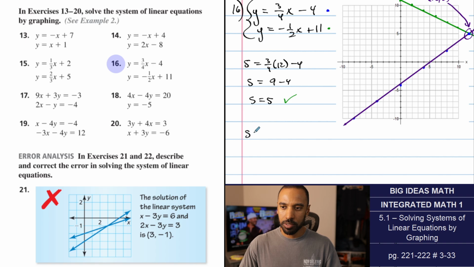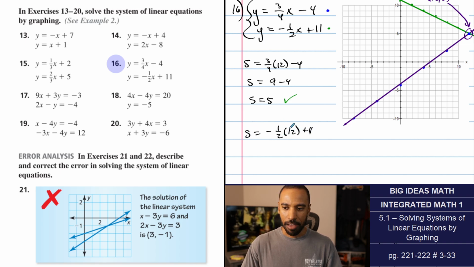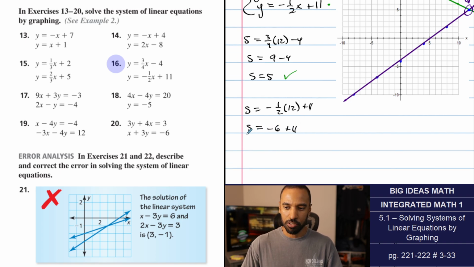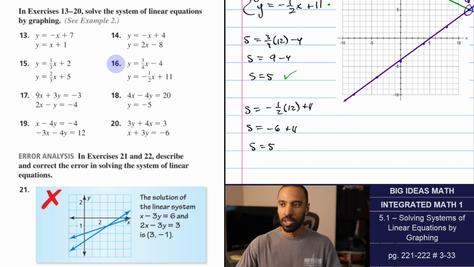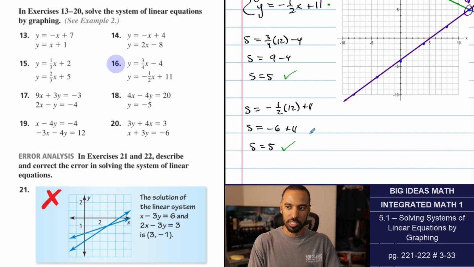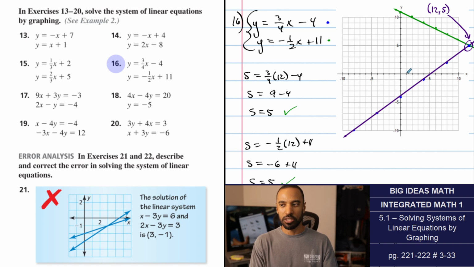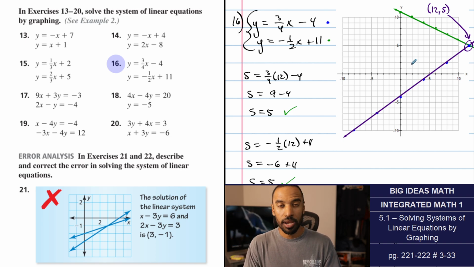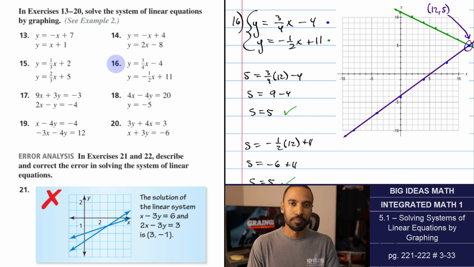5 equals negative 1/2 times 12 plus 11. Half of 12 is 6. Opposite of that is negative 6. Negative 6 plus 11 is 11 minus 6, which is 5. So 5 equals 5. That one checks out. That's a good reason I might want to double check something that's out of window range. Now, what's something I can do to fix that? I can get larger graph paper. I can change my scales. Those are really my 2 options when it comes to solving by graphing.